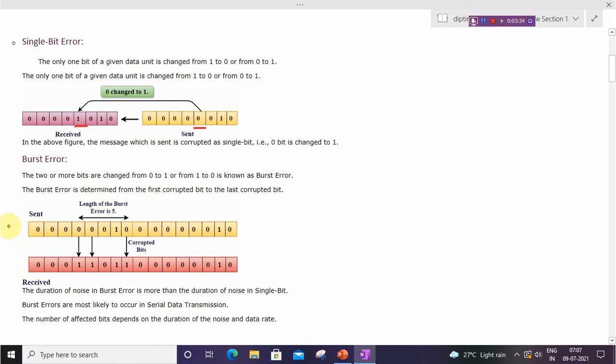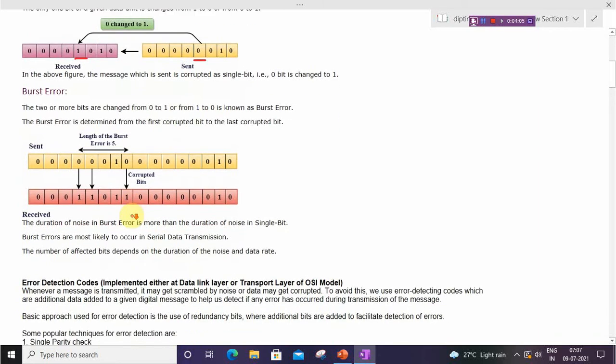So let us see the example. The data is 0 0 0 0 0 1 0 0 0 0 0 0 0 1 0. Here the data is changed 0 to 1, again 0 to 1, then after here 0 to 1, means thus 1, 2, 3, 4, 5. These 5 bits have changed. So the length of the burst error is 5.